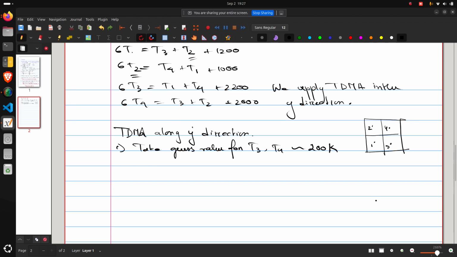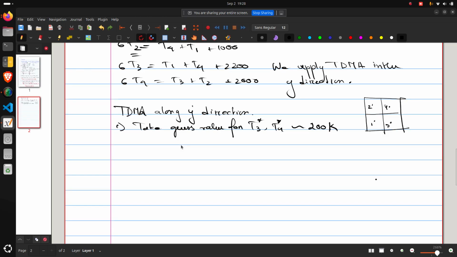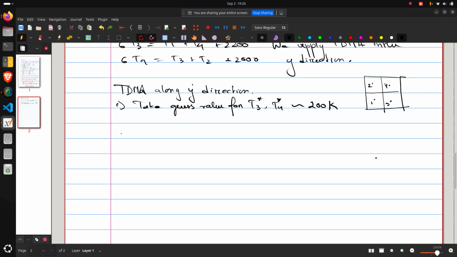Okay. So now we have to deal with T1 and T2, right? T1 will depend on T2. So T1 and T2 are interdependent, and T3 and T4 we already know the value because we have a guess value here of 200. So we can club it together with the constant here, right? So let's do that. If you remember, what was P1?